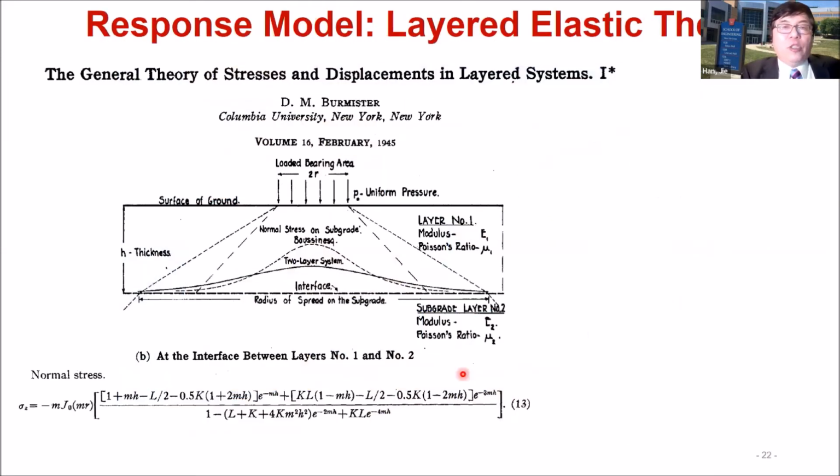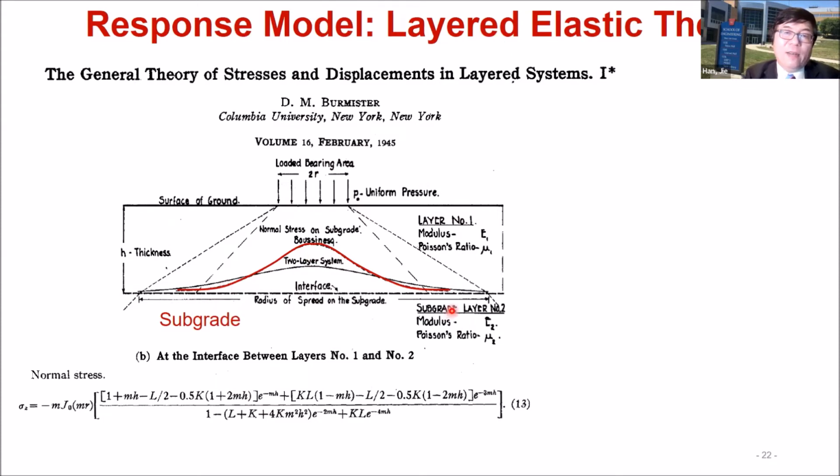Now let's talk about the response model. This is the layered elastic theory proposed by Burmister back in 1945. We have the pavement layers and we have the subgrade. If we apply the pressure on top of this, and use the Boussinesq solution we learned from soil mechanics, you will get this kind of distribution. Basically, the stress at the center will be higher than at the edge. There's a distribution.